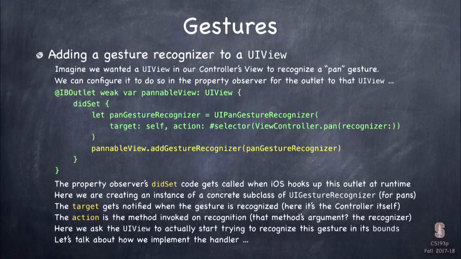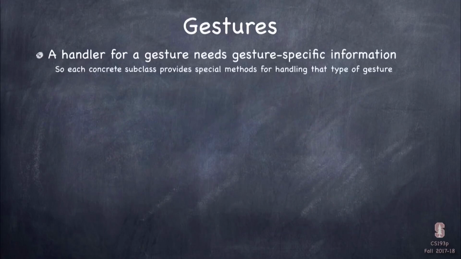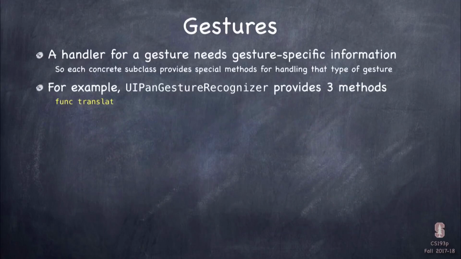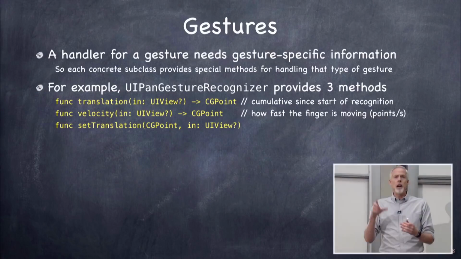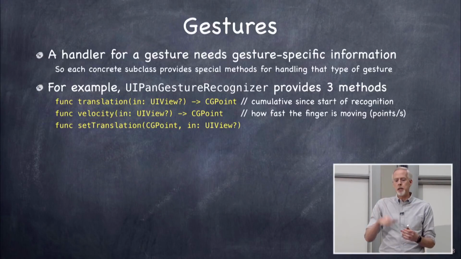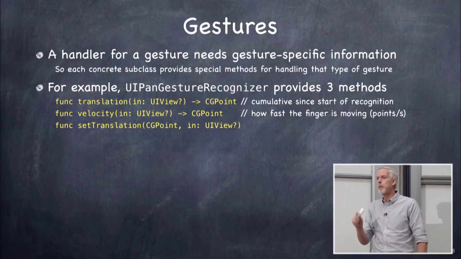All right, so now let's talk about the handler. When a pan starts to happen, a handler is going to get called, and the handler is going to be that pan method that we saw over there. Inside that method, we're going to have to be able to get information about the pan. Well, each kind of gesture has its own information. Like a pinch gesture has the scale you're pinching to. A pan gesture is where is the pan happening.